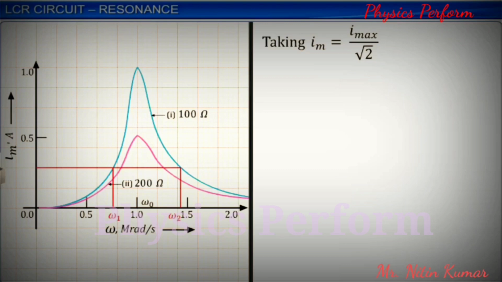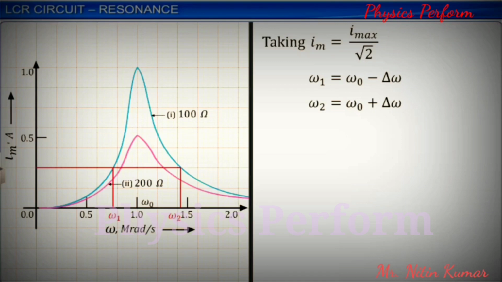From the graph, we have omega 1 is equal to omega naught minus delta omega, and omega 2 is equal to omega naught plus delta omega, where delta omega is the difference between omega naught and omega 1 or omega 2. Hence, the difference between omega 2 and omega 1 is equal to 2 delta omega. This is known as the bandwidth of the circuit.